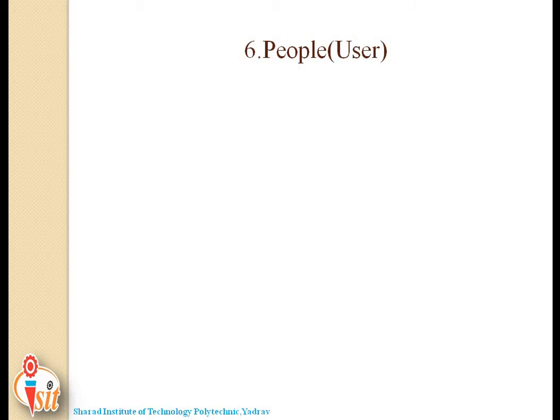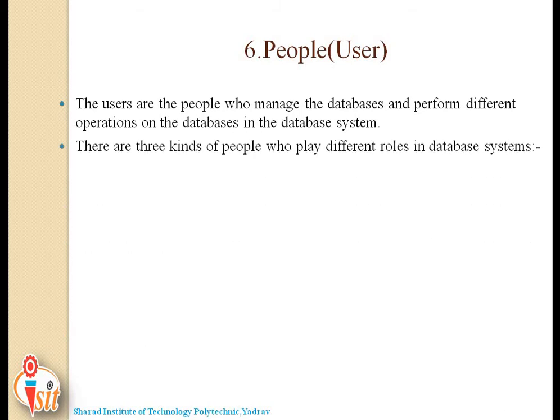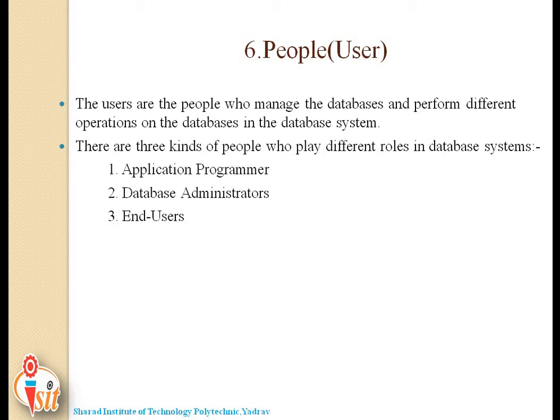And the last component is user, that is also called people. In examination, don't get confused. People is also known as a user. The users are the people who control and manage the database and perform different types of operations on the database in the database management system. There are three types of users who play different roles in the database management system. First one is application programmer, second one is database administrators, and last one is end users.